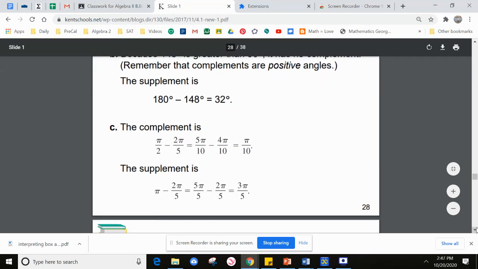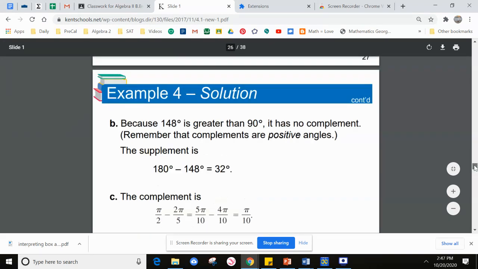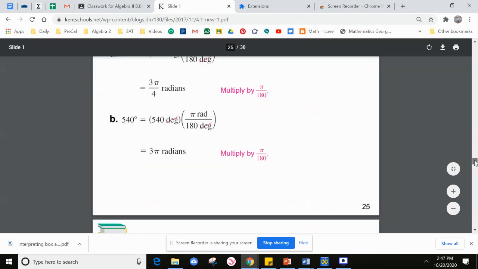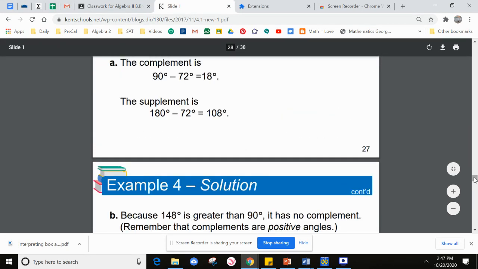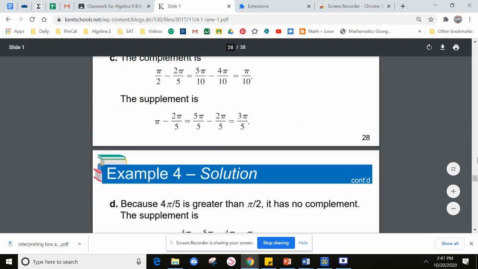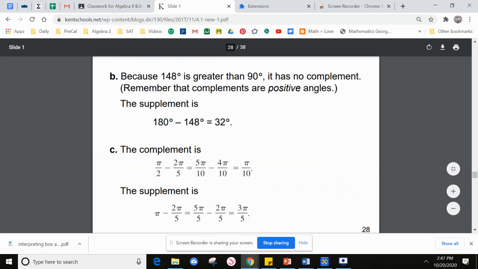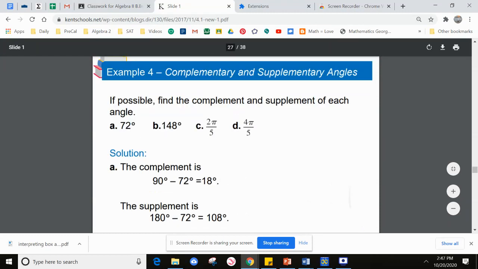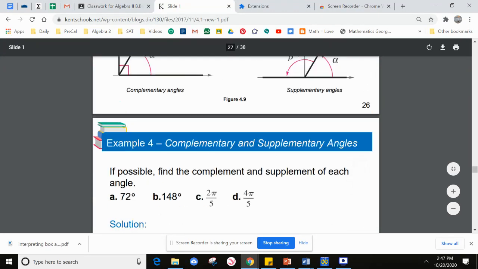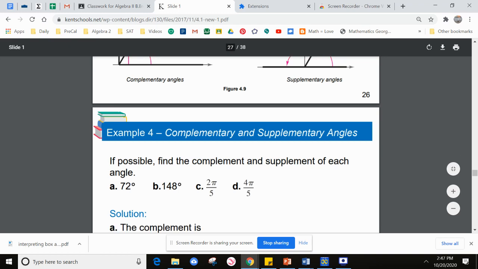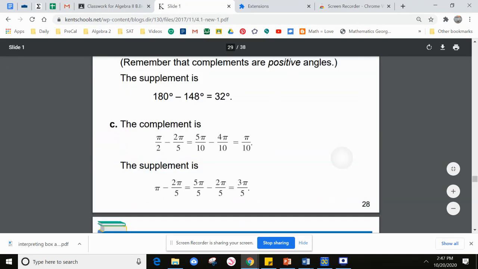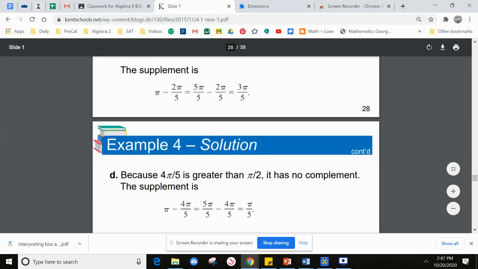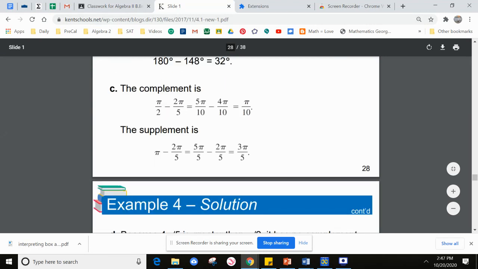Now let's do a complement question, and I believe it was asking us to do the complement of 2 pi over 5. Let's get back to that. There it is. Okay, so 2 pi over 5, and then 4 pi over 5 after. We would do pi over 2 minus 2 pi over 5, because pi over 2 is our equivalent for 90 degrees in radian measure.